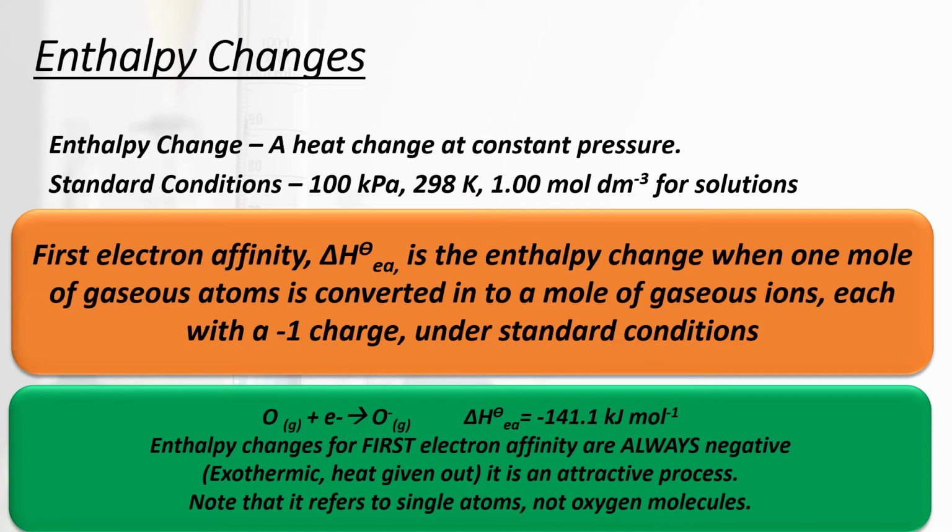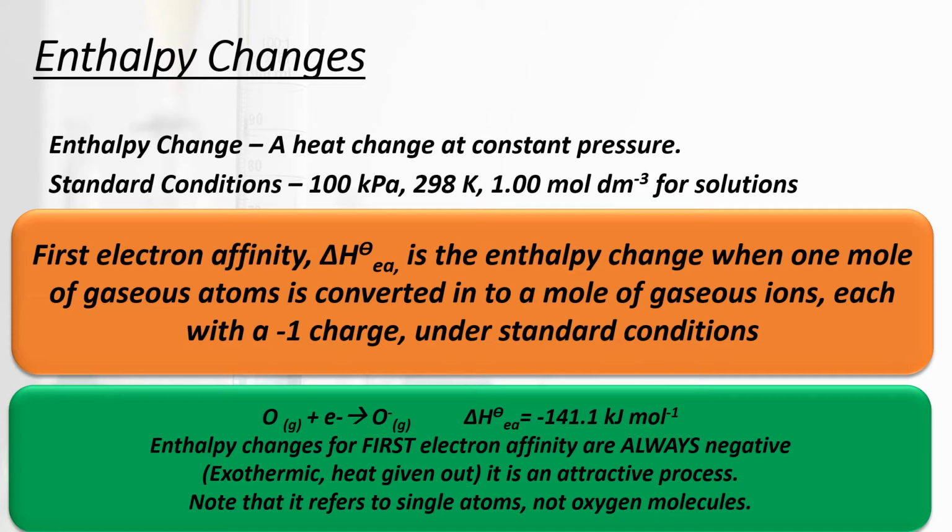So an example would be to take oxygen as a gas. Now notice here, it's why it's important to remember the definitions. It's not the enthalpy change when 1 mole of elements in their standard states, it's just when 1 mole of gaseous atoms. So we don't have to write this as O2. We're talking about when 1 mole of gaseous atoms are converted, so it's just simply O as a gas. Then we add an electron, and this creates the O- anion. That's a gas as well. And so we give it the symbol delta HEA.